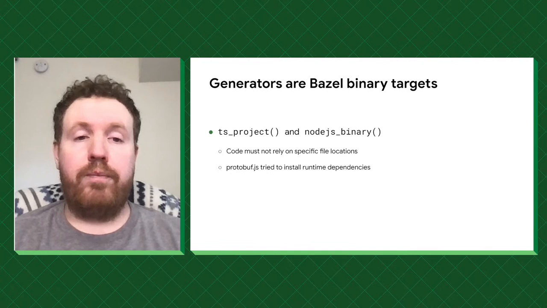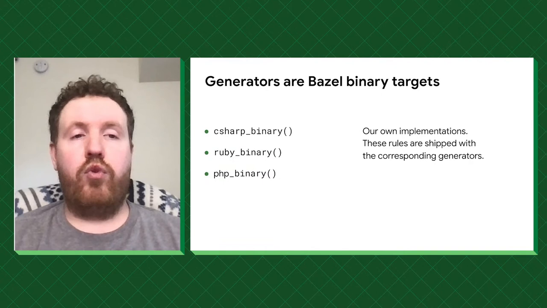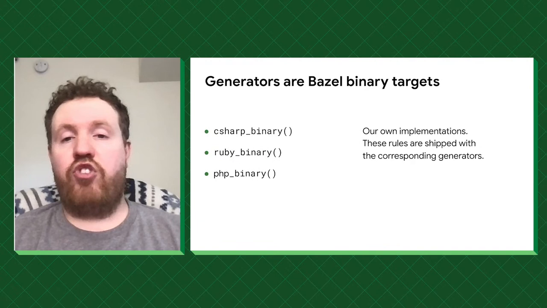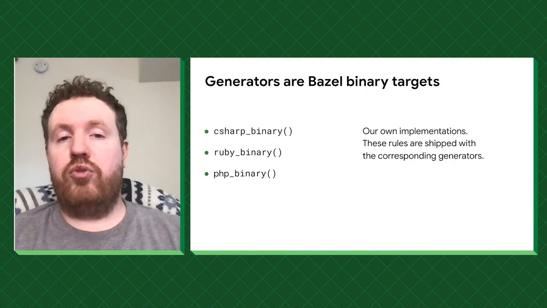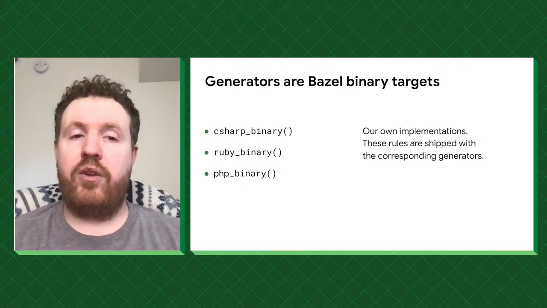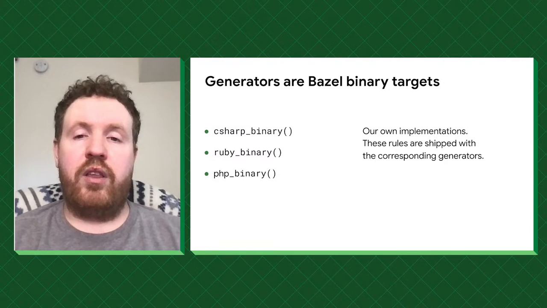And the other 3 languages we support are C#, Ruby, and PHP. We are aware that there are implementations of C# rules, Ruby rules, and PHP rules. For various reasons, we weren't able to use the existing rules, so our team members implemented our own C# binary, Ruby binary, and PHP binary rules, and these rules can be found in the source repository of the corresponding generators.